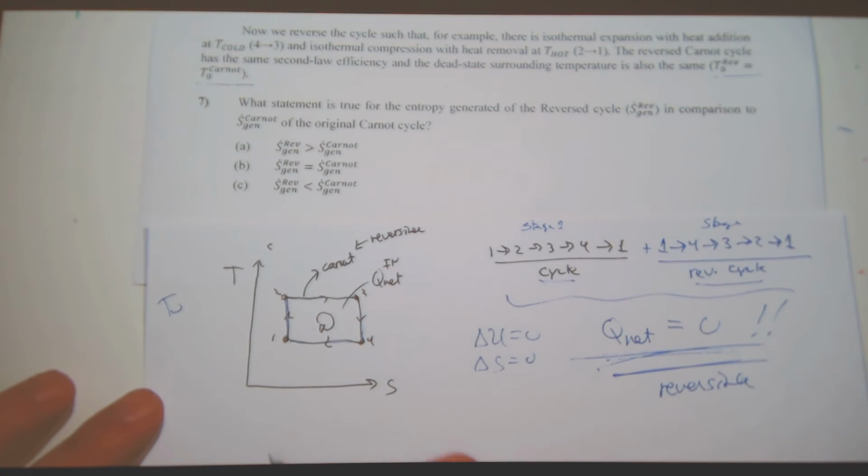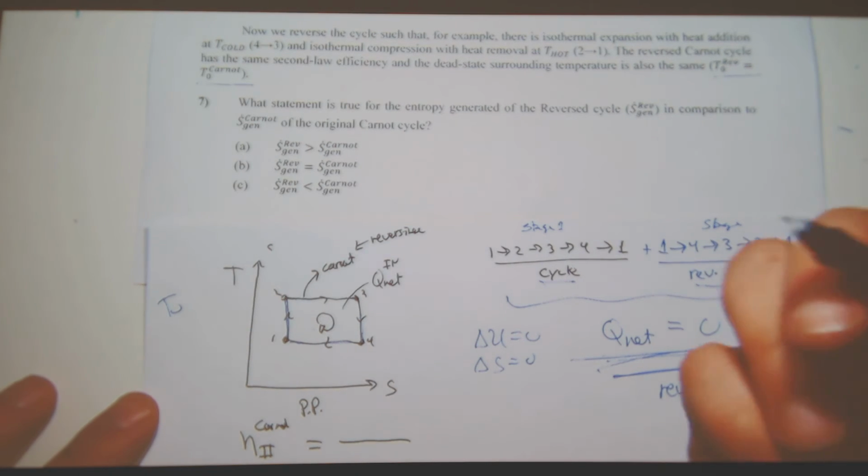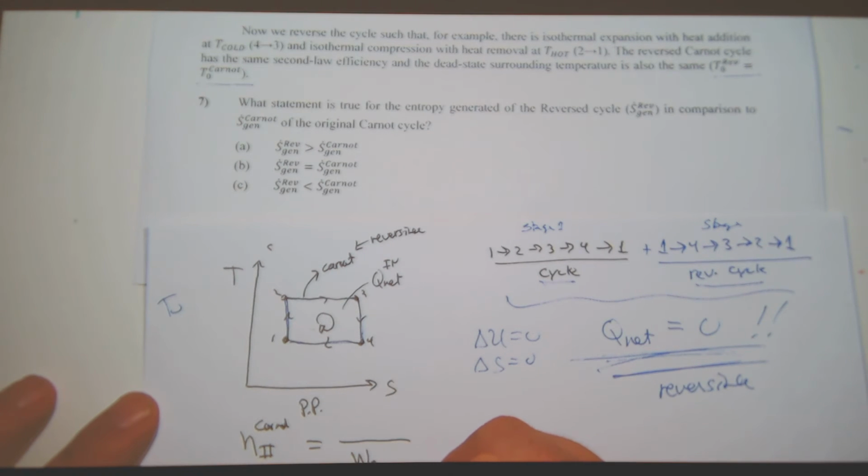So what you need to do is write out the second law efficiency for the Carnot cycle, which is power producing. That is going to be related to the reversible work and the useful work. So for a power producing device, the reversible work out is the maximum achievable. So work reversible, work useful.